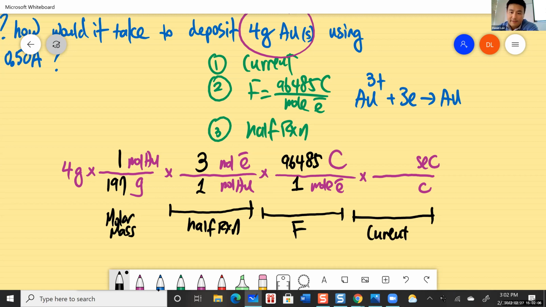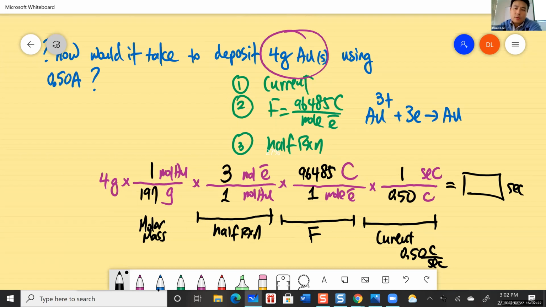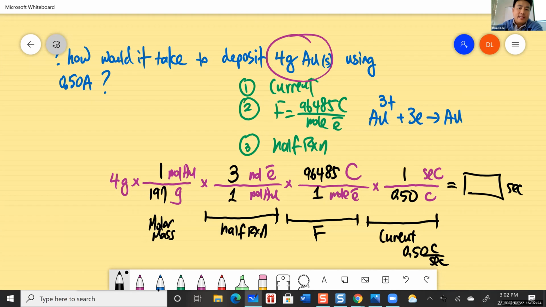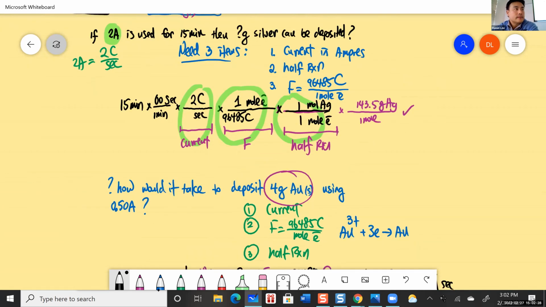It is 0.5 amperes. So that would be 0.5 coulombs per second, right? That's what 0.5 amperes means, coulombs per second. So you can see your final answer will be in seconds, which is how long it would take. So this question we just did is exactly the reverse of the one we did previously.